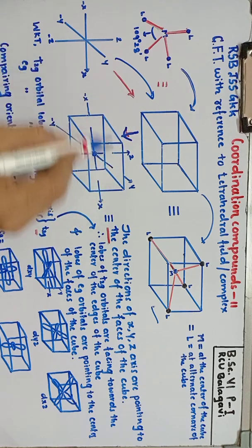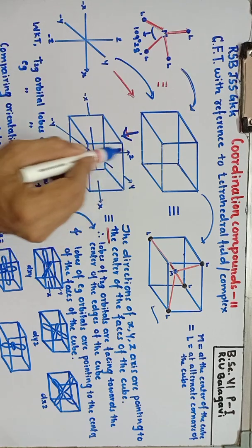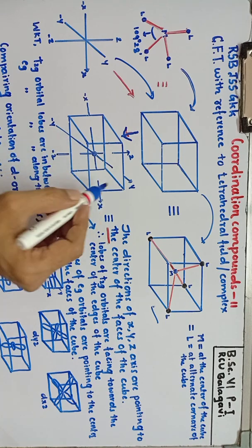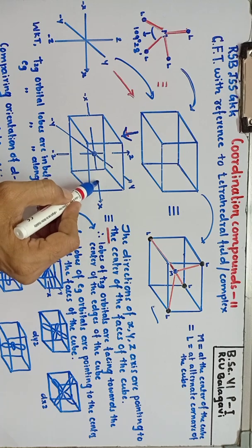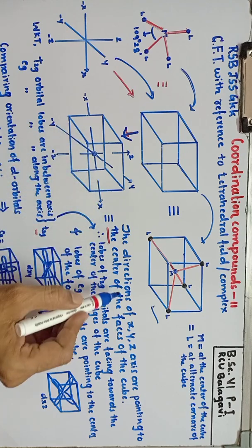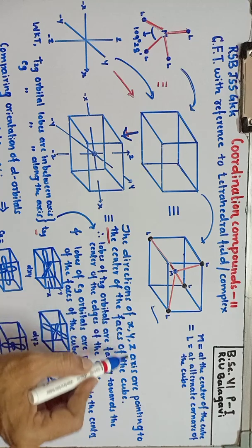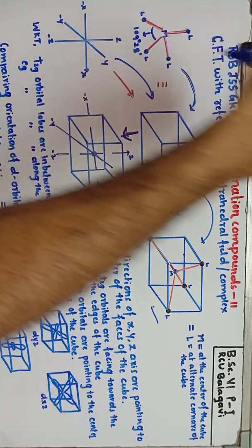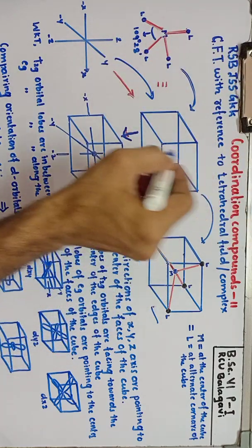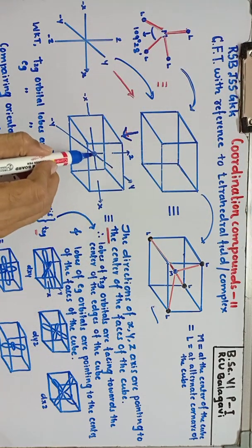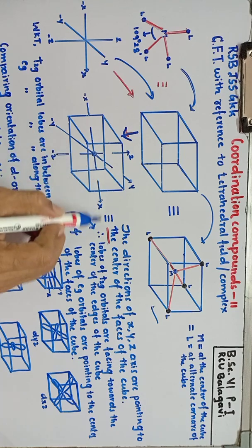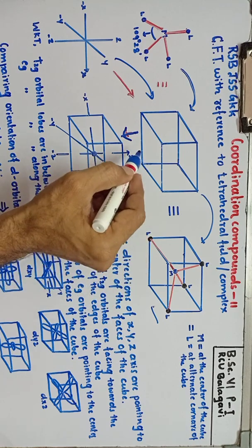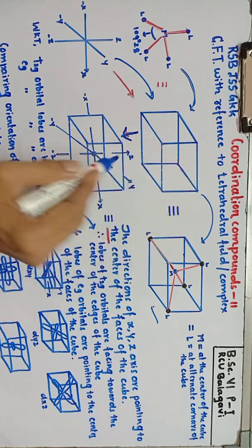So the x, y and z axes will pass exactly through the centers of the faces of the cube. Here you can see the center of the face of the cube. The directions of the x, y, z axes are pointing to the centers of the faces of the cube. If I drop the x, y, z axes in this cube, the x axis will come exactly at the center of the face of the cube, the y axis will similarly pass through the center of the face, and the z axis will also pass exactly through the center of a face of the cube here.